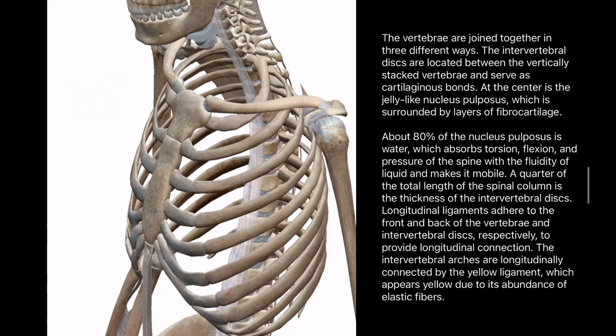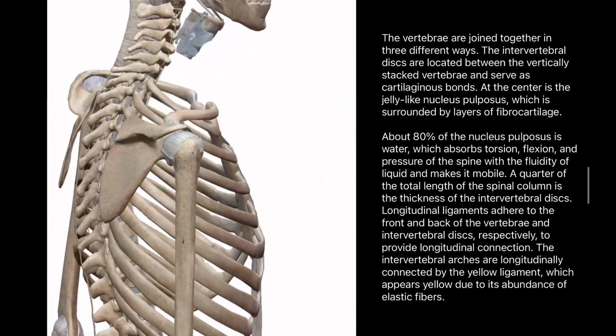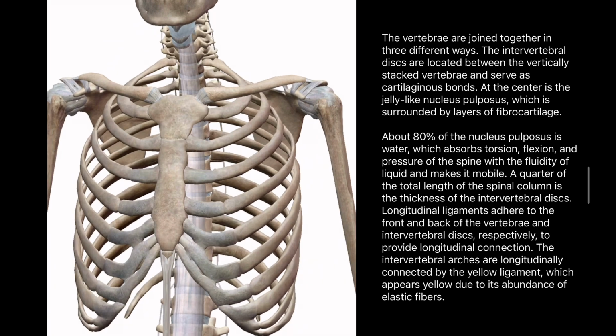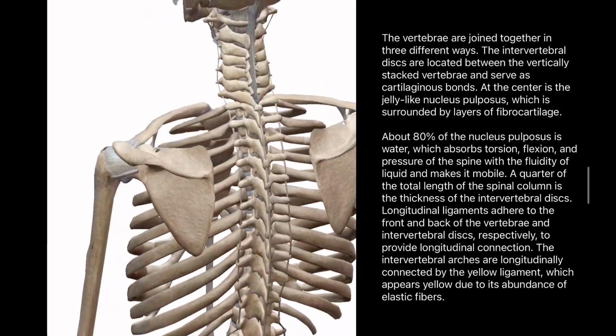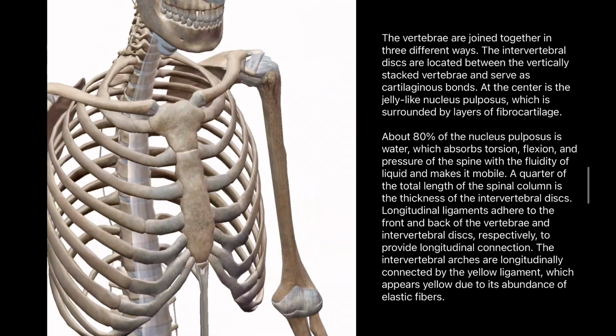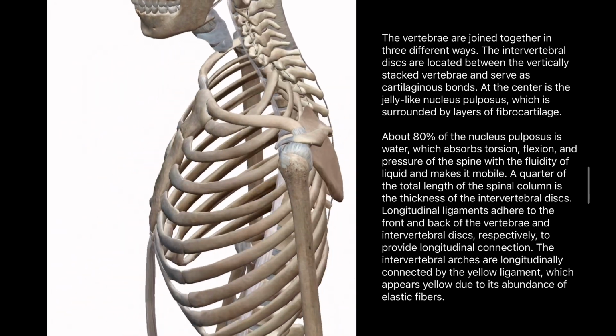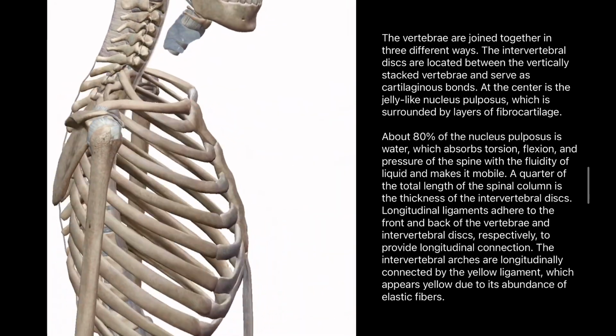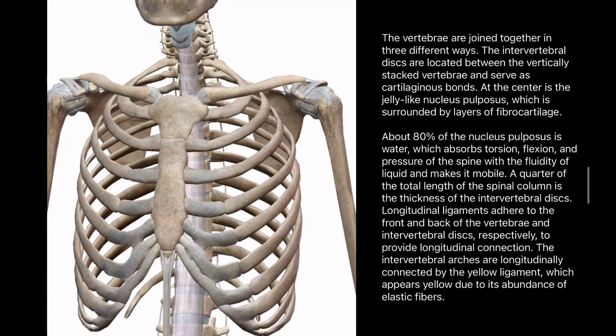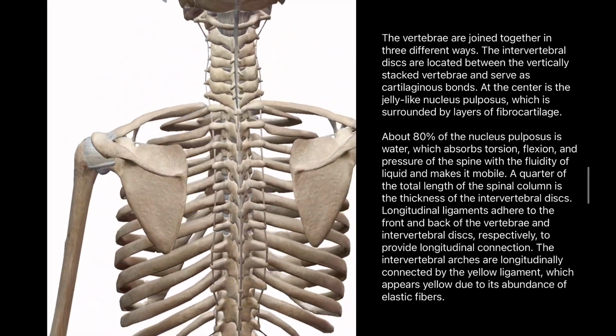About 80% of the nucleus pulposus is water, which absorbs torsion, flexion, and pressure of the spine with the fluidity of liquid and makes it mobile. A quarter of the total length of the spinal column is the thickness of the intervertebral discs. Longitudinal ligaments adhere to the front and back of the vertebrae and intervertebral discs, respectively, to provide longitudinal connection.